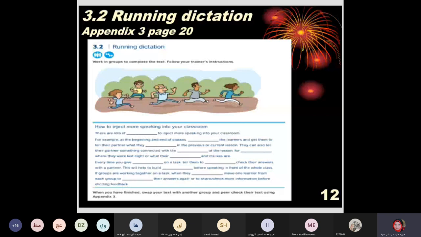And after they finish the activity, you may get them, by the way, to peer correct one another in the group, okay? Peer correct means in pairs, to correct one another. And you monitor and watch over them, and at the end you provide the correct answer and comment on the mistakes they have made.